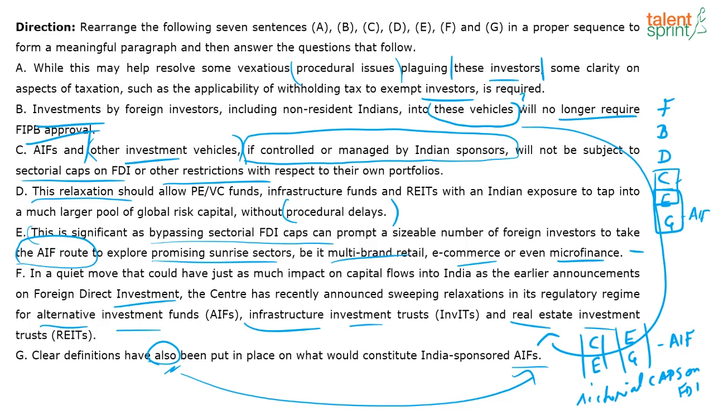What does A say? Both E and G are giving me positive things. So it's saying while this may help resolve some vexatious procedural issues plaguing these investors, some clarity on aspects of taxation such as the applicability of withholding tax to exempt investors is required. So A is more like a probable solution. It's saying, hey boss, I understand that you're telling me this is possible, these are all positive things that can happen. However, please keep in mind that we need some more clarity on aspects of taxation, such as, given the example, that is something that we need to keep in mind.